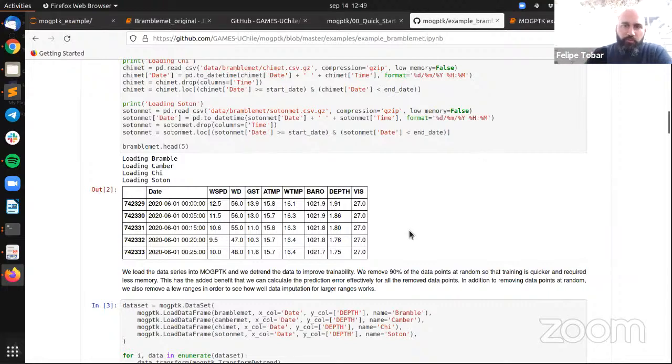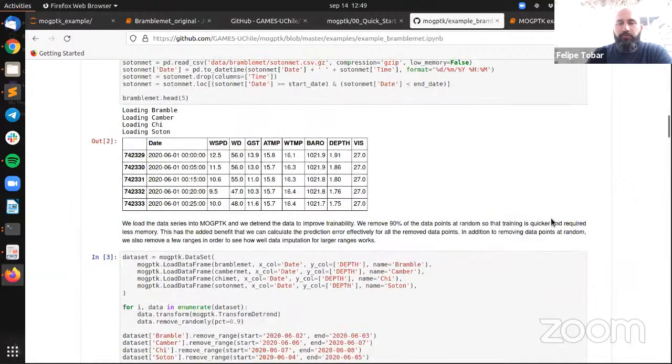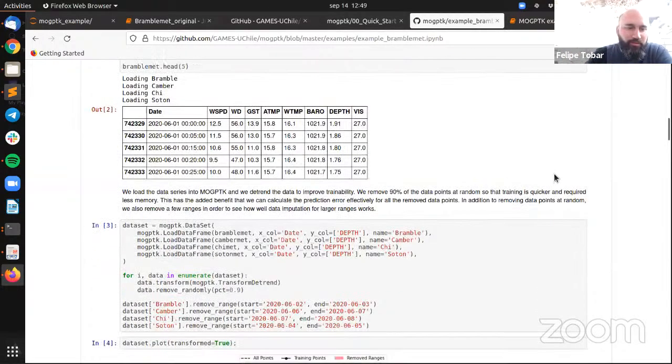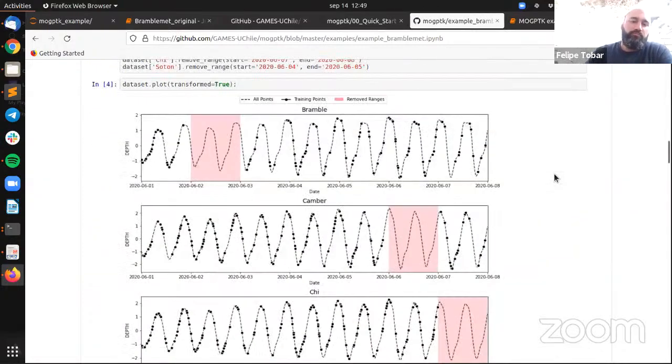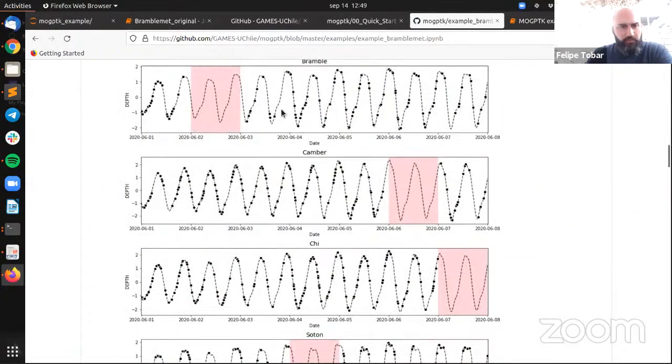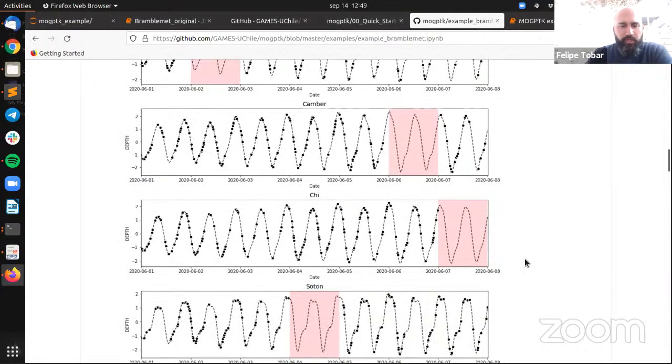So this framework provides initialization strategies. First it runs some spectral estimation techniques to find the peaks of the power spectral density, and with that in mind, initializes the parameters and so on. This is the example we created for this notebook. These are the signals, right? The Bramble, Cambermet, Chimet, and Soddenmet.